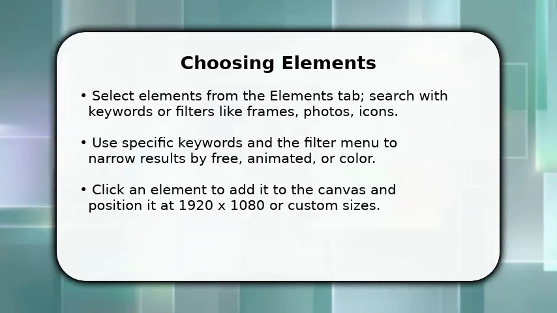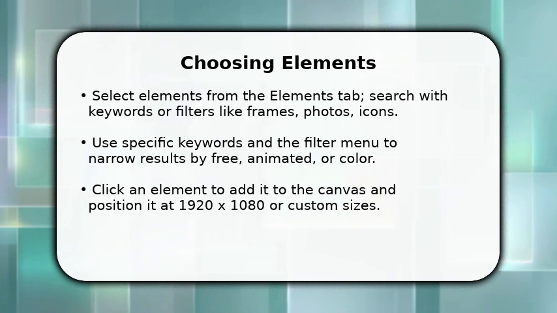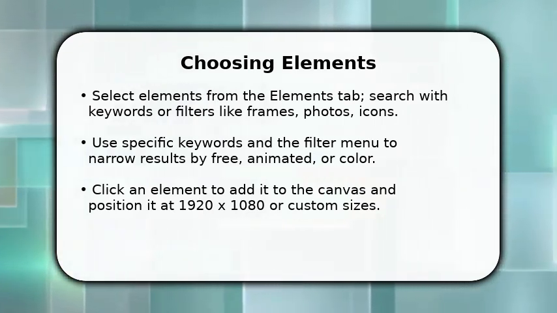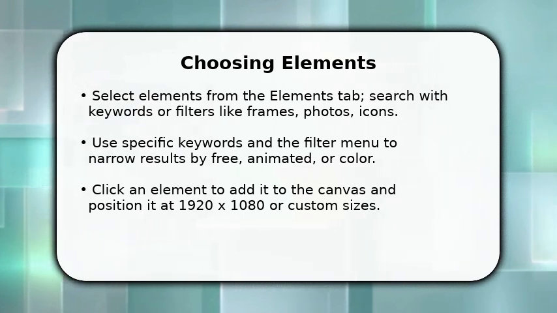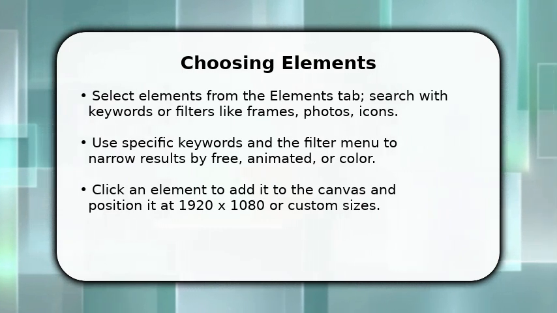Open the Elements tab and begin by selecting items that match your layout goal. Select elements from the Elements tab. Search with keywords or filters like frames, photos, icons. Use specific keywords and the filter menu to narrow results by free, animated, or color.